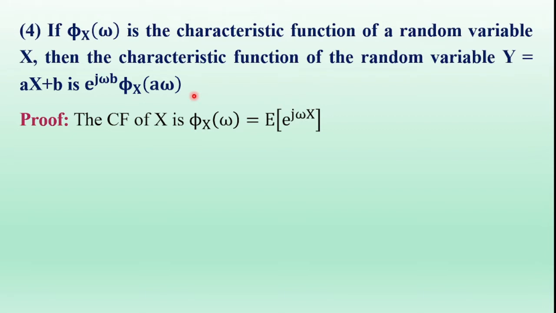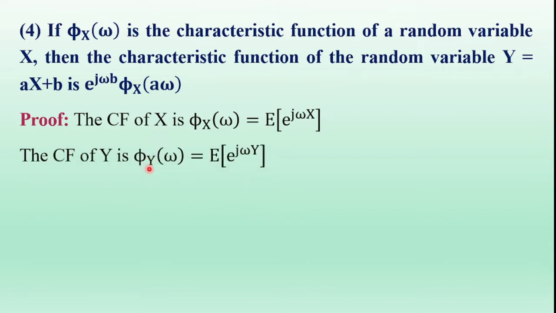Prove this property. Coming to the proof, we know that the definition of the characteristic function of a random variable is φx(ω) = E[e^(jωX)]. Now we want to prove that the characteristic function of the random variable aX + b is this one. Similarly, the characteristic function of the random variable Y is φy(ω) = E[e^(jωY)]. Now here Y is aX + b.